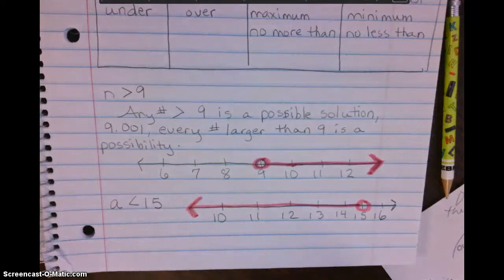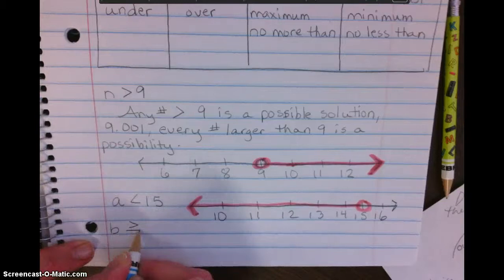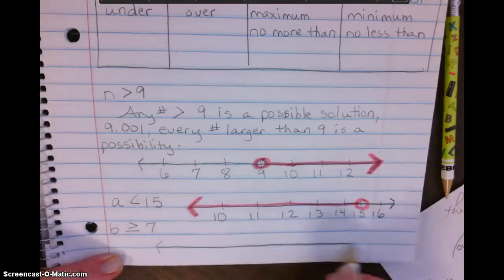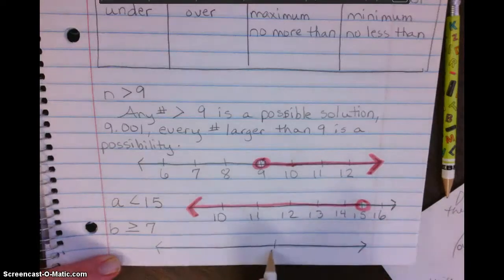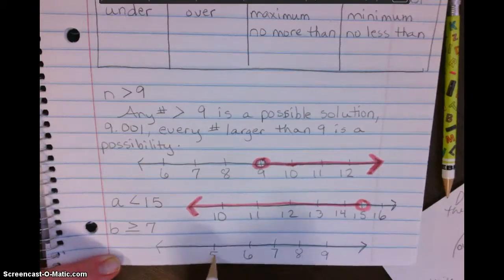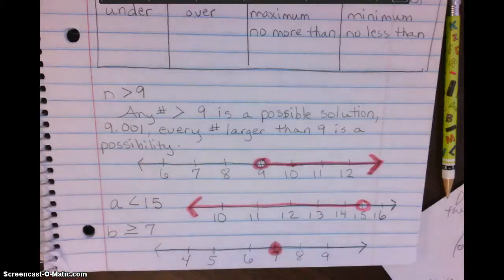Another example I would like you to try on your own is B is greater than or equal to 7. Please hit pause on your video and draw this number line on your dry erase board. I hope you drew a number line that included the number 7 and a few numbers larger and a few numbers less than 7. So when I go back and look at my inequality, greater than or equal to, that tells me that 7 is a possible solution. 7 can be one of the many solutions.